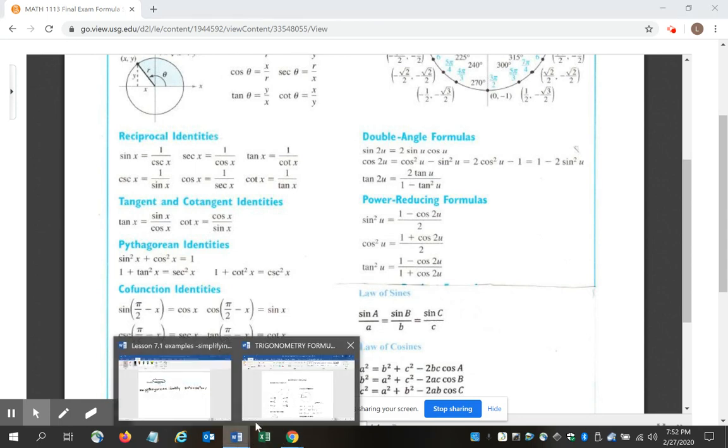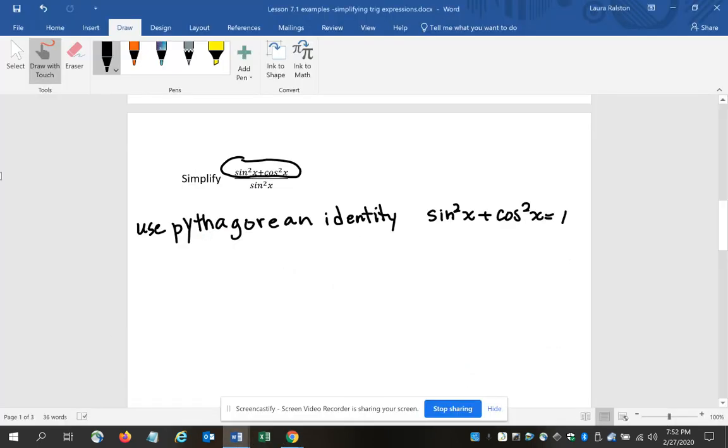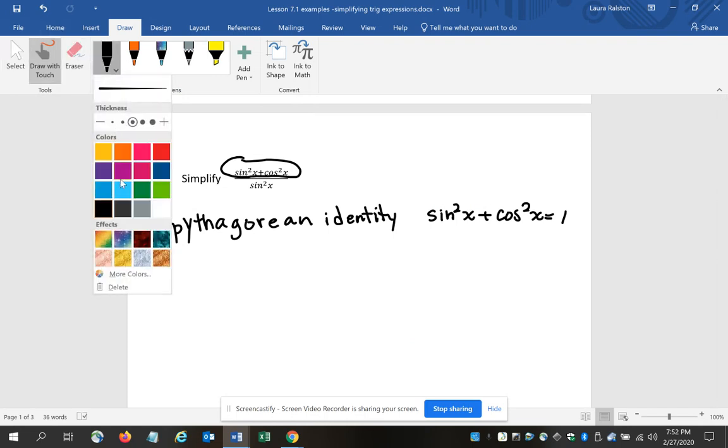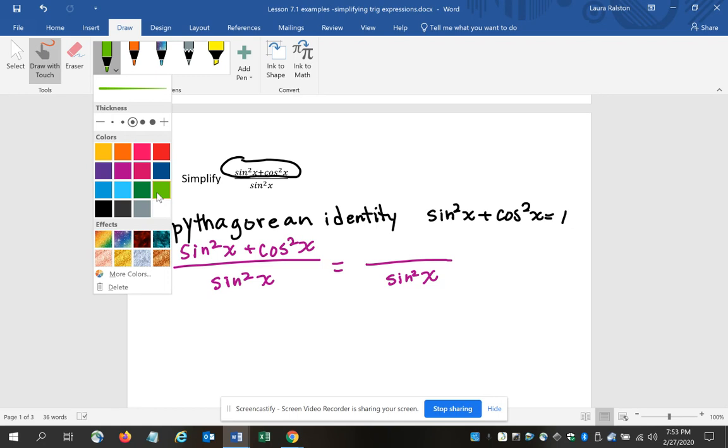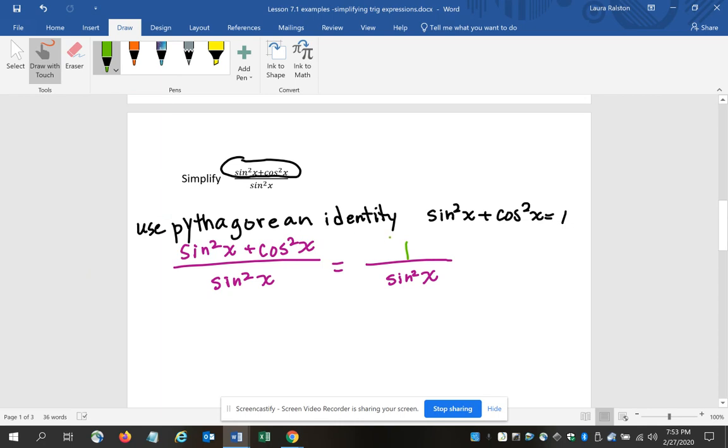Okay, so I'm using that Pythagorean identity. I'm going to write the problem down, bring the problem down again. So I have sine squared x plus cosine squared x all over sine squared x. And again, I'm going to do a direct substitution. My sine squared x in the denominator is going to stay there, but in place of sine squared plus cosine squared, I'm going to use its identity and do the substitution, and its value is 1.